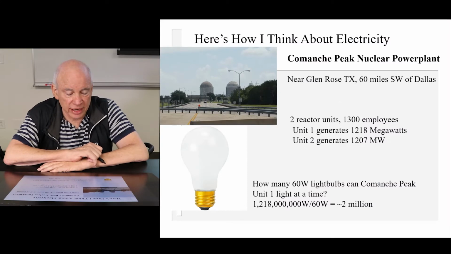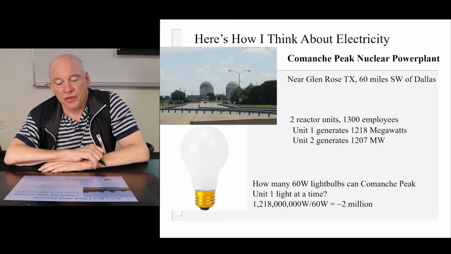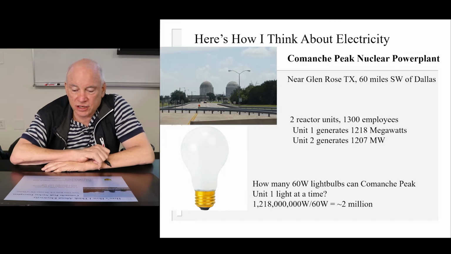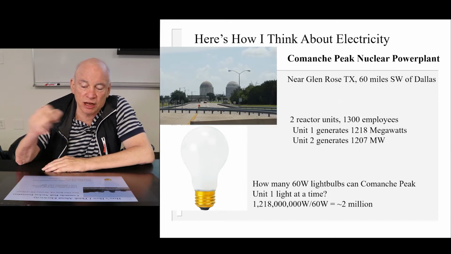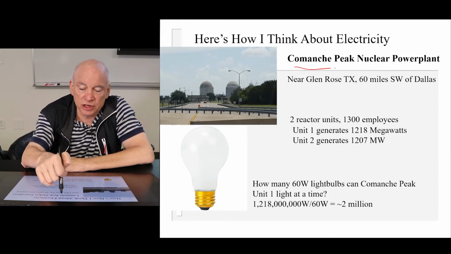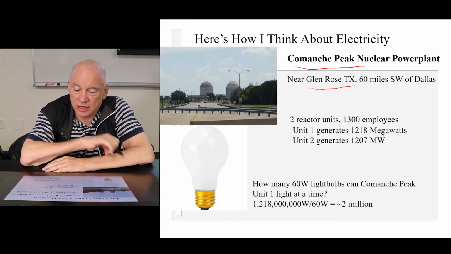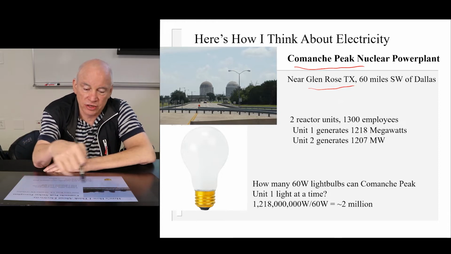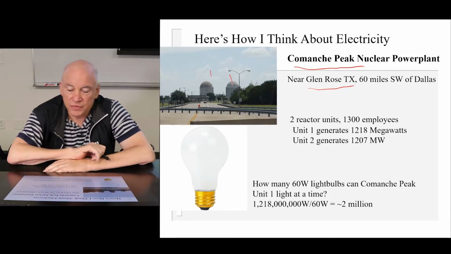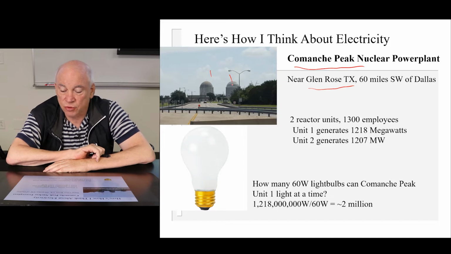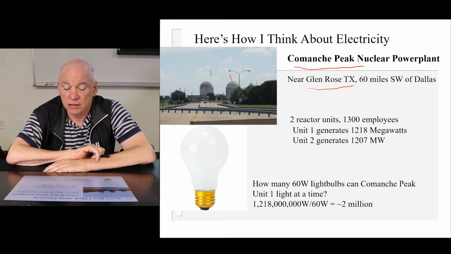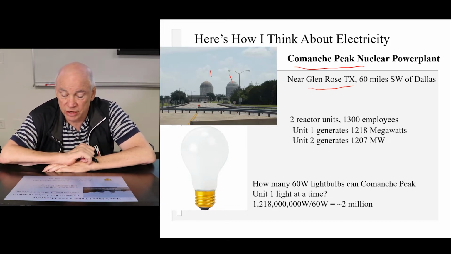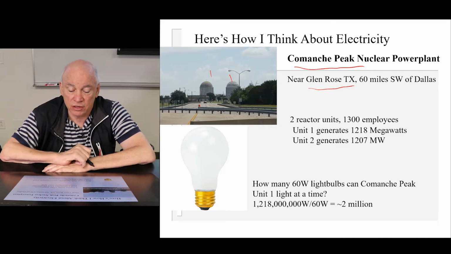I hope you enjoyed that. Here's how I think about electricity. Here in Texas, we have a nuclear power plant just southwest of town. It's called Comanche Peak. So those of you that know where Glen Rose is know where it is, about 60 miles southwest of us. And it has 2 reactor units, which you can see here. Unit 1 generates 1,218 megawatts, and Unit 2 generates 1,207 megawatts.